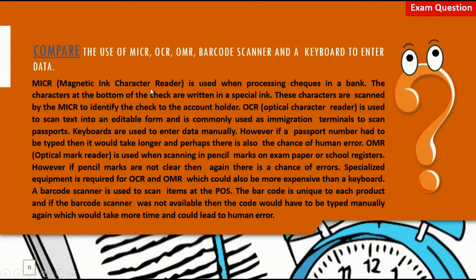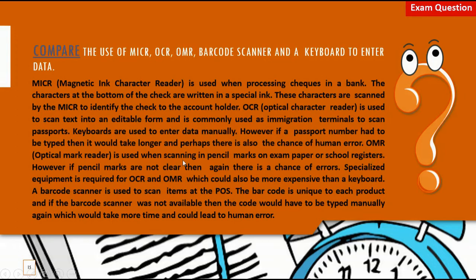The MICR, which is magnetic ink character reader, is used to process checks in a bank. We saw that earlier today, where the characters are written with special ink and scanned using MICR to identify who the check belongs to. The OCR is used to scan text into an editable form. It is usually used in immigration terminals and so on. Keyboard is used to enter data manually. But if you type a passport number by hand using keyboard, it would take longer and there is chance of error. So OCR is better for that.